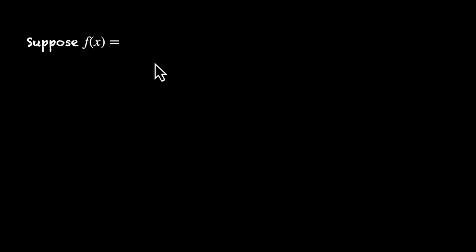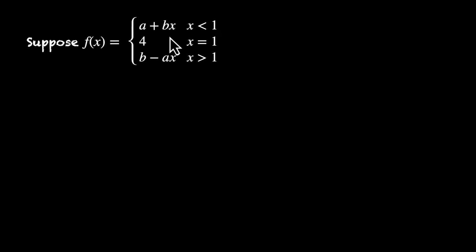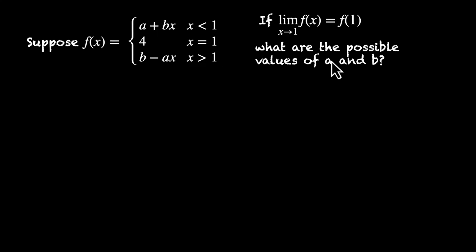Suppose f(x) is defined as this. a plus bx for all x less than 1, 4 when x is equal to 1, and b minus ax when x is greater than 1. If the limit as x approaches 1 of f(x) is equal to f(1), that's given in the question, what are the possible values of a and b? So this is the definition. This is the clue. What are the possible values of a and b? Pause the video, try this out.